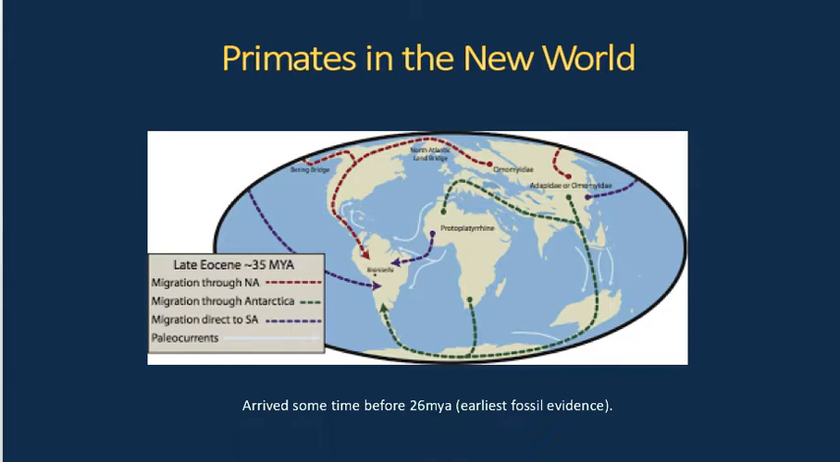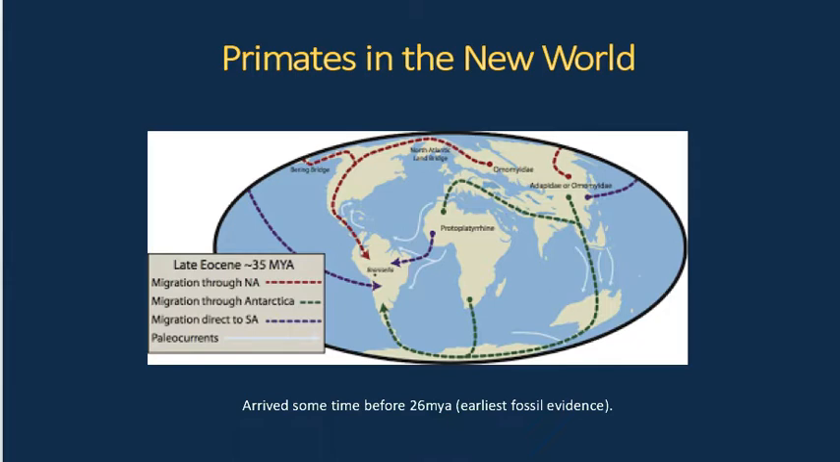Now, a direct route from Africa to South America is the easiest, the simplest scenario, but there could potentially have been other routes as well. So that's what's being shown on this map with all of these different paths.